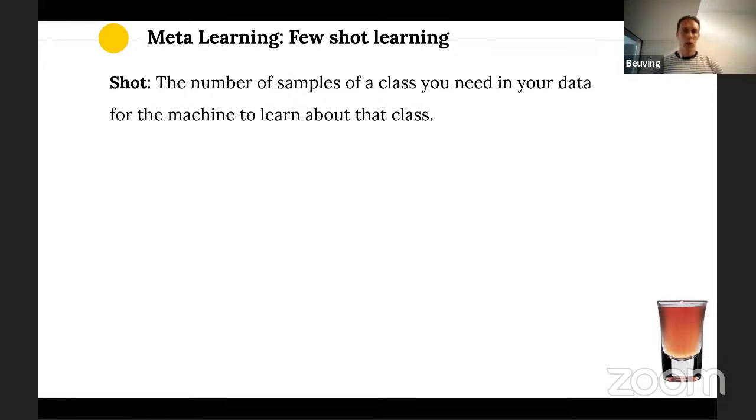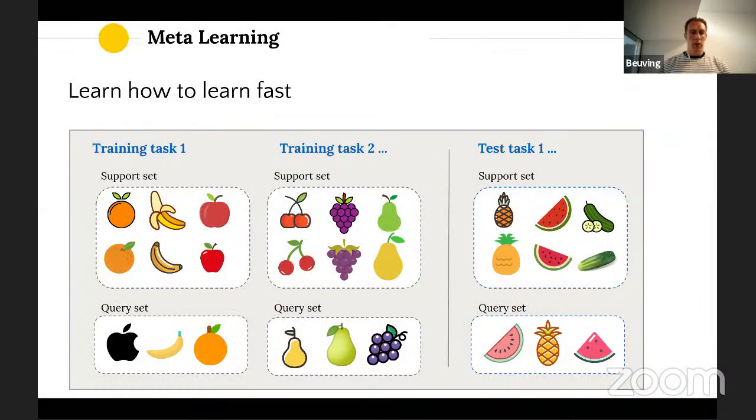So we're going to start now with few-shot learning, based on the previous slide. The definition of a shot here is that it's the number of samples of a class you need in your data. So again, a shot here is how many examples do you have for training. On the left side, you have 2 bananas, so you have 2-shot learning principles, basically. Only a few.